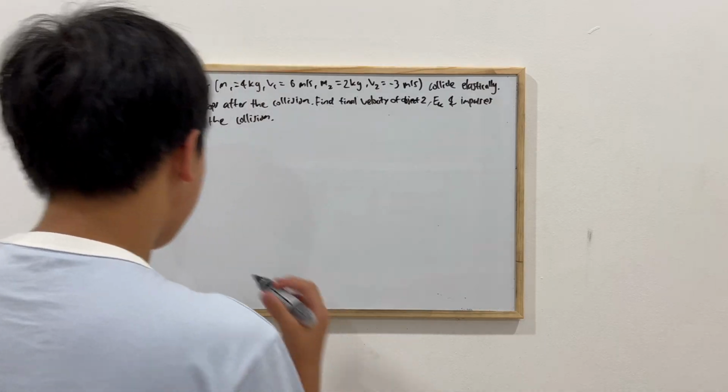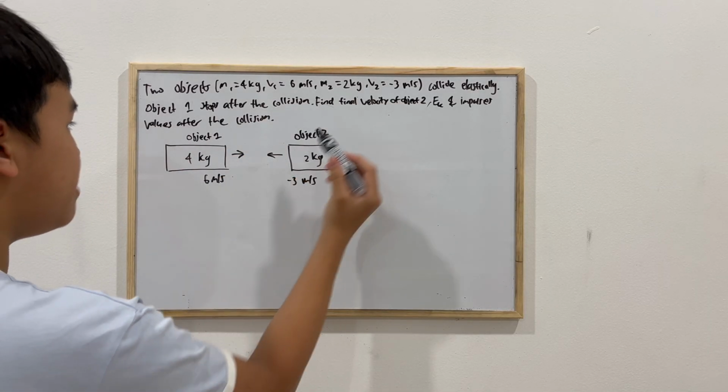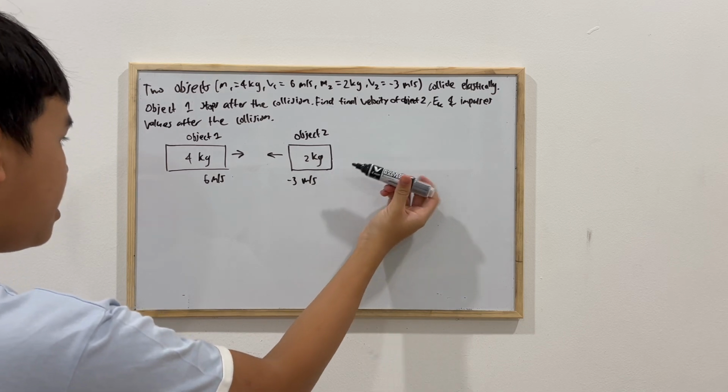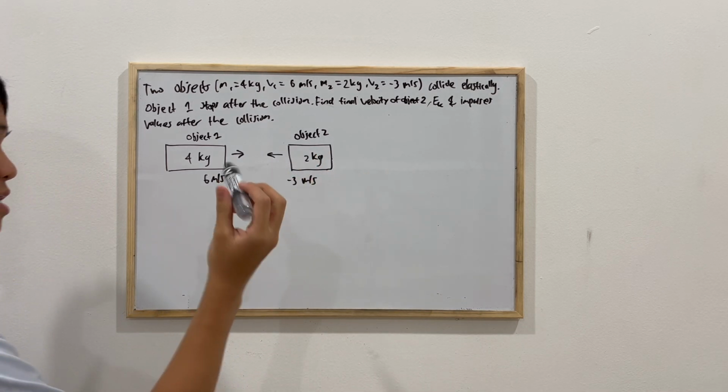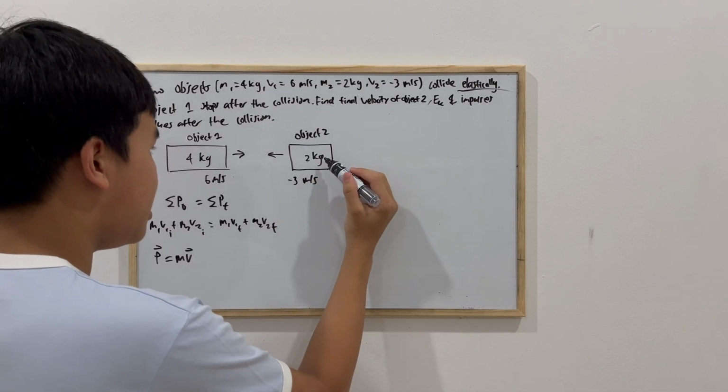Alright, so let's just draw a diagram real quick. Here we have object 1, 4 kilograms, moving at 6 meters per second to the right. We have object 2, 2 kilograms, moving at negative 3 meters per second to the left. And the reason it's negative is because it's just going to the left. We're trying to find the final velocity of object 2.